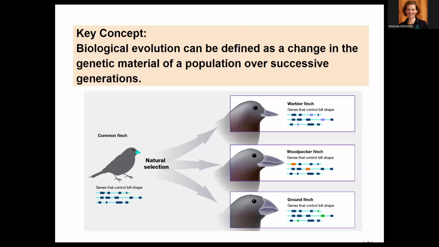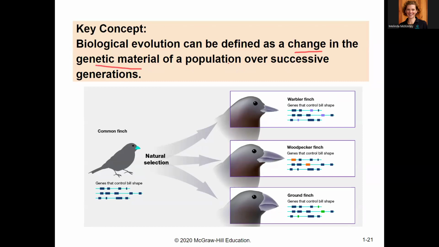This key concept for Bio 181, Chapter 1, is that biological evolution can be defined as a change in the genetic material of a population over successive generations. Kind of a long definition. So we've got a change in the genetic material. This is our DNA, deoxyribonucleic acid. Every single organism has DNA in every cell. So it's a change in that genetic material in a population.